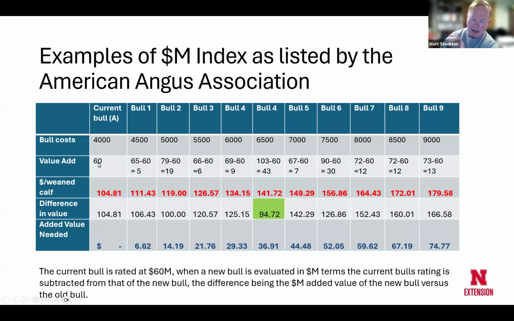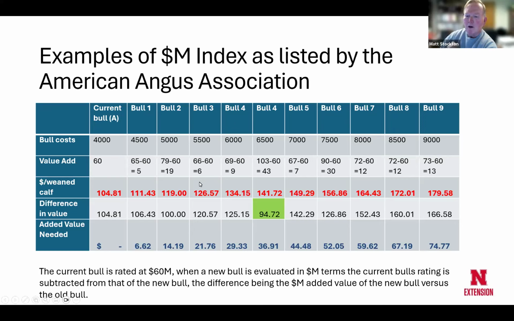So you're saying that the current bull set you have is a 60 $M, right? Okay, so this one is 65 $M. I subtract the 60 from this one, and I come up with a $5 added value, which would be that line we talk about, line 13. You would put that 5 in line 13. Exactly. This one's 19, this one's 6, this one's 9. This one knocks it out of the park at 43. Then we got one at 30, and then of course the 12, 12, and 13, and the 7.